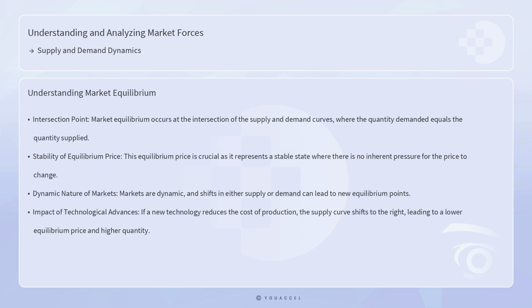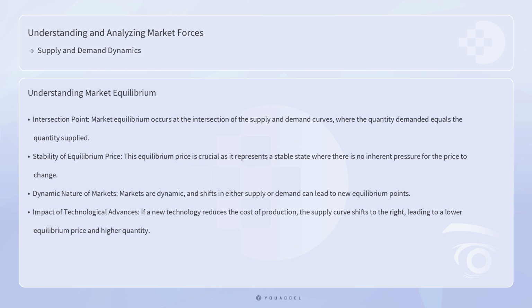Market equilibrium occurs at the intersection of the supply and demand curves, where the quantity demanded equals the quantity supplied. This equilibrium price is crucial, as it represents a stable state where there is no inherent pressure for the price to change. However, markets are dynamic, and shifts in either supply or demand can lead to new equilibrium points.